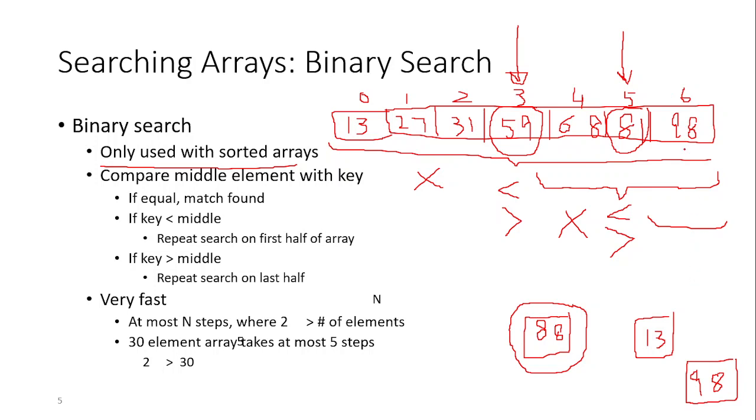Now in this subarray, the number of elements is 1. So we cannot subdivide it any further. All we need to do is compare 88 with this element. Is it equal to this element? No, it is not. So then we can declare that this array does not have 88. 88 could not be found.